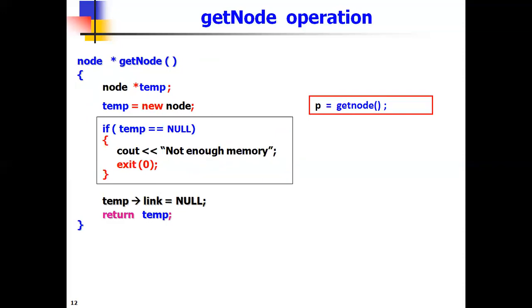In that case, the temp will be null. Okay, temp will get null. Then you are checking is temp null, that means the node is not created. So we will display the error message. You can say node not created or not enough memory. Some error message you display and exit the program. You cannot continue. You have to exit. Otherwise, the rest of the code will remain the same.